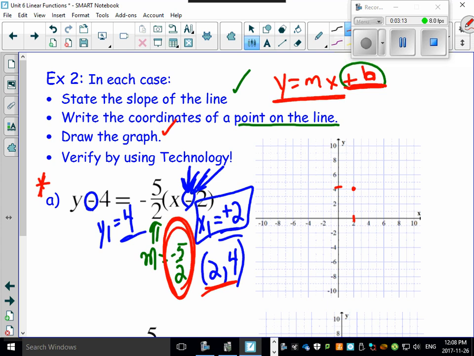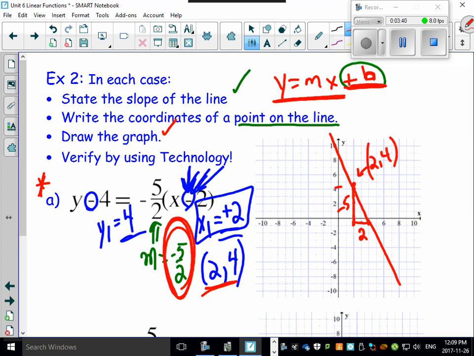Remember, slope is rise over run, so down 5. So if we go down 5, we go 1, 2, 3, 4, 5, and over 2, 1, 2. So there's our line. Looks very, very much like that. Okay? So again, there's your down 5. There's your over 2. Beautiful. And your start point there, which is (2, 4).